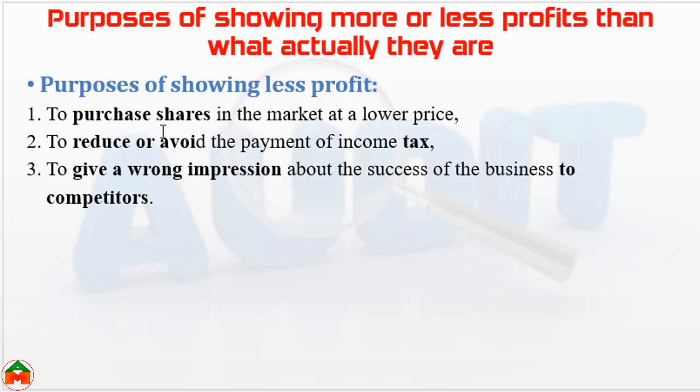We can see whenever they have intention to purchase share, in that case they try to decrease the share price. If they can show less profit, the price of the share will decrease. In that situation, the director or the higher level management will purchase the shares. And the second purpose of showing less profit is to reduce or avoid the payment of income tax to the government. Third purpose of showing less profit is to give a wrong impression about the success of the business to the competitors. These are some purposes or objectives of showing less profit.